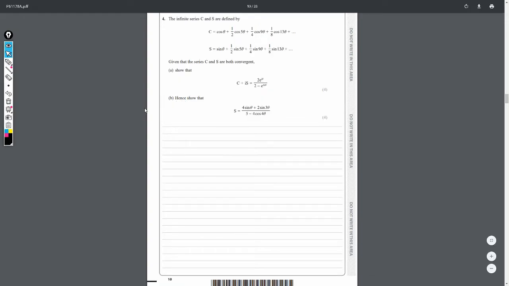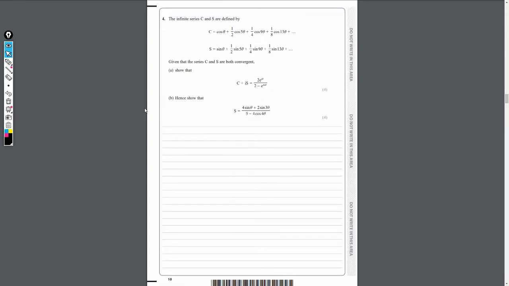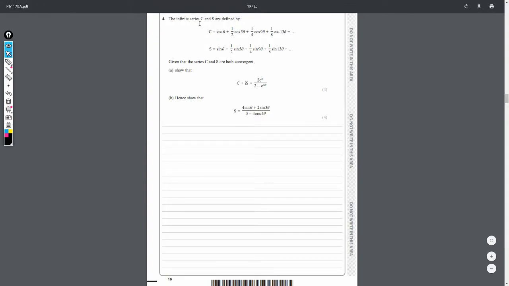Moving on to question 4 now, we have a question dealing with complex numbers, and more specifically de Moivre's theorem. Okay, so it's quite a good question. I do really like this question. It's split up into 2 parts, and the first part is asking us to show that these series can be added together. They are both infinite series, C and S, defined by C being equal to cos theta plus a half cos 5 theta plus a quarter cos 9 theta and so on, and then S is equal to sine theta plus a half sine 5 theta, that's a mouthful, plus a quarter sine 9 theta, and so on again.